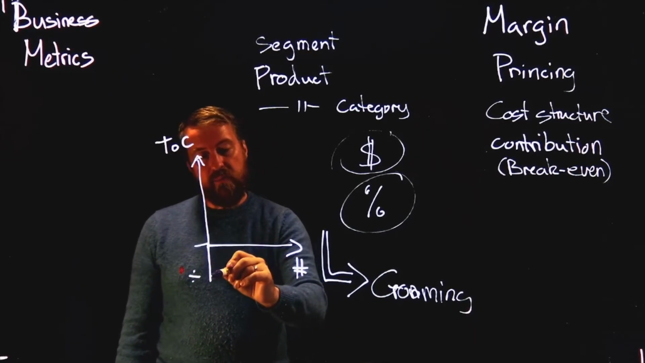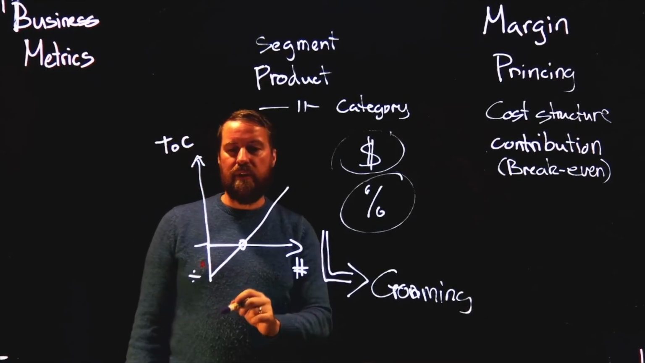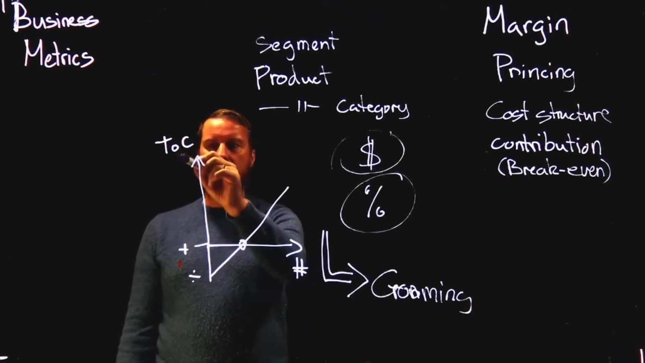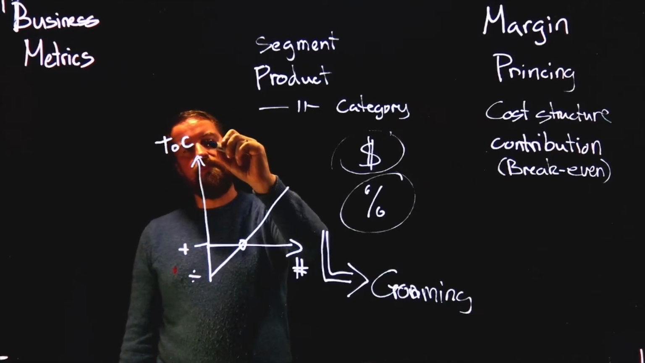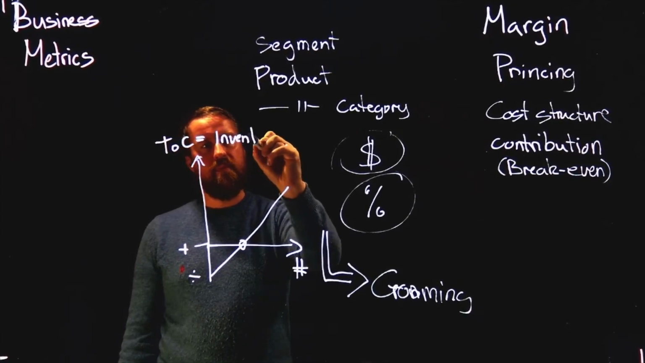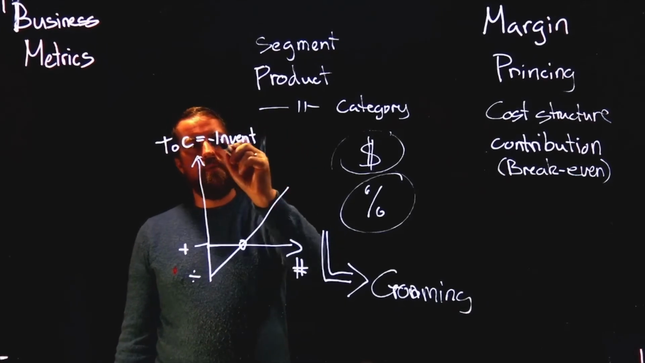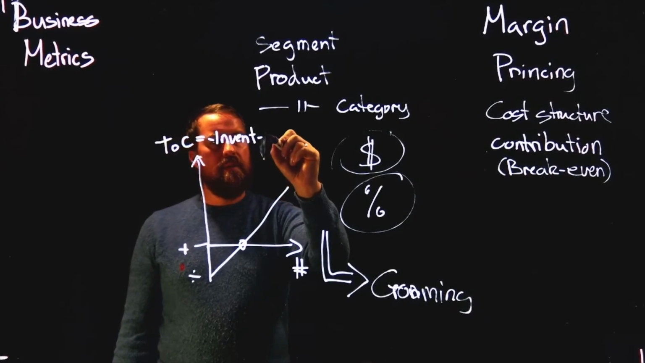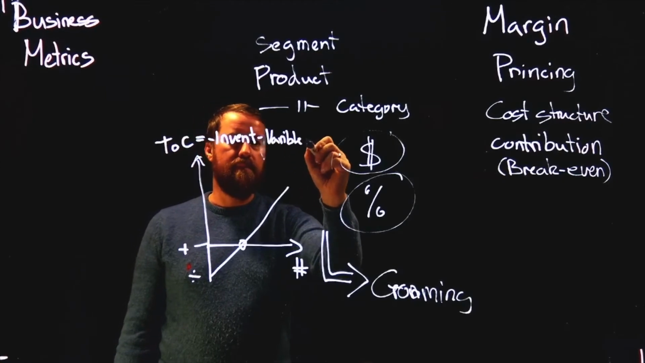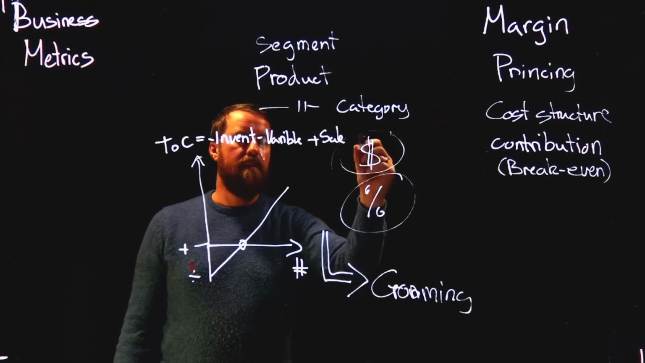So at a certain point, as you are selling more products, you will reach a point where your total cost, which is investment plus variable cost, minus sales or turnover.